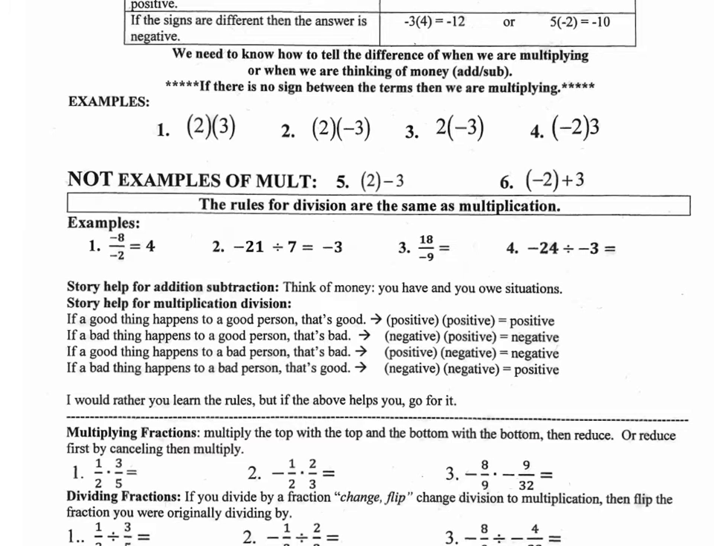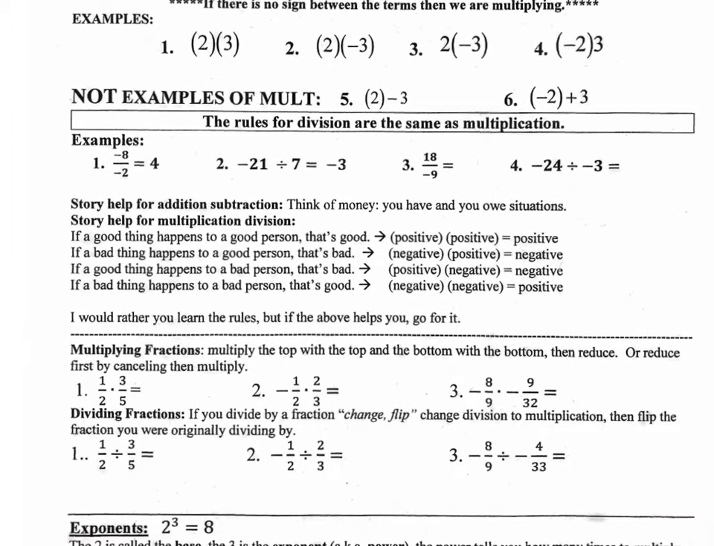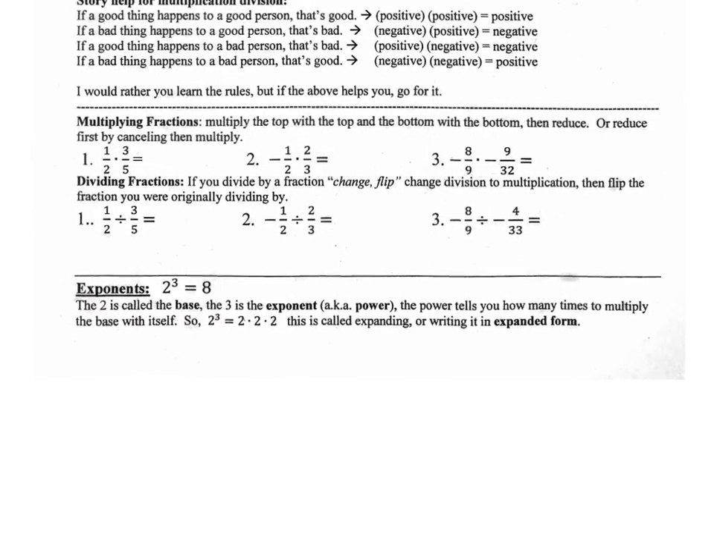We know that the rules for division are the same as multiplication. We already knew about that shortcut, or the storyline that helps us remember that a negative times a negative equals a positive. You can think if a bad thing happens to a bad person, that's good. So, I mean, we've all covered that already. But right now I want to focus in on multiplying fractions and dividing fractions, which we've already done multiplying fractions.